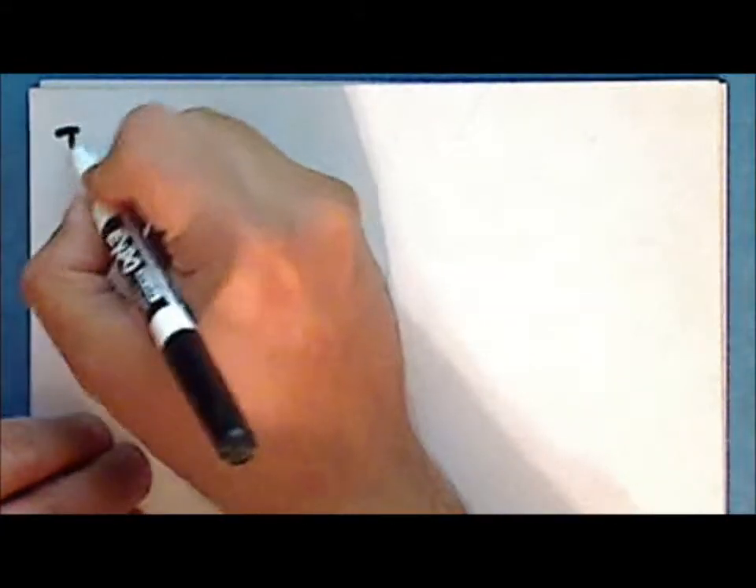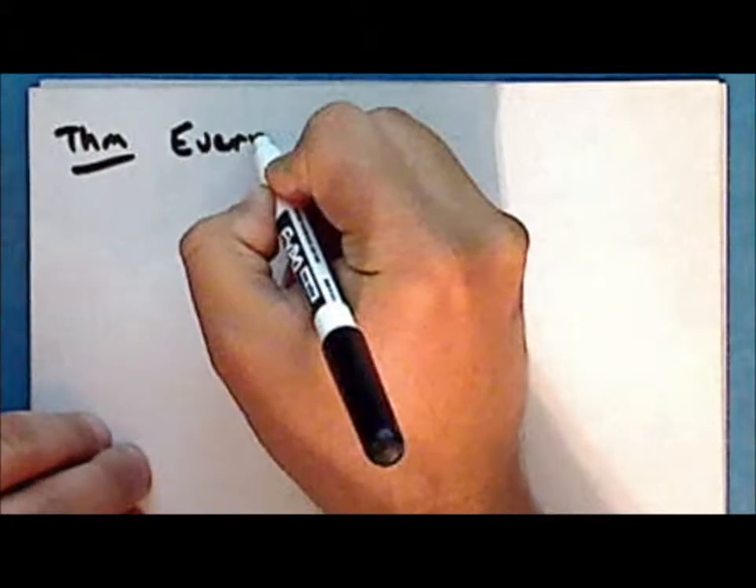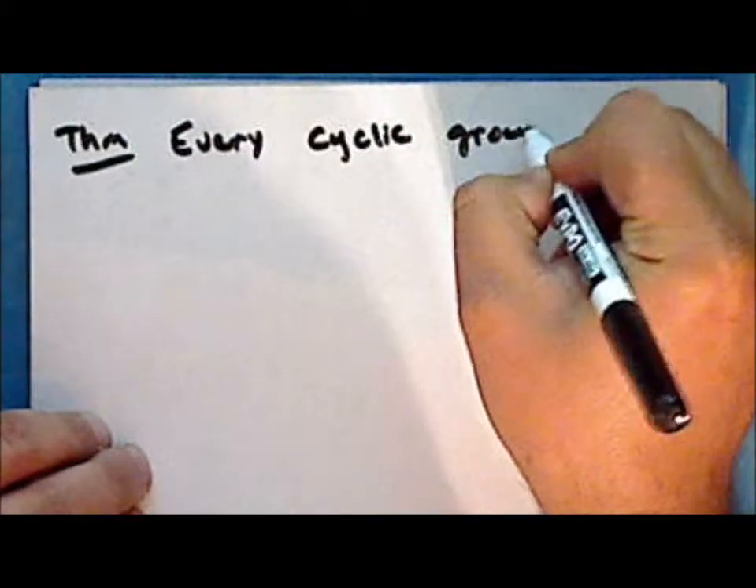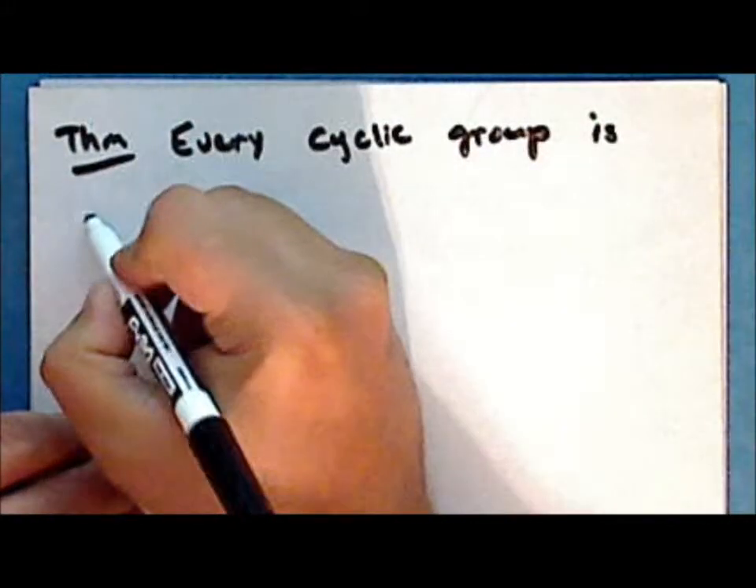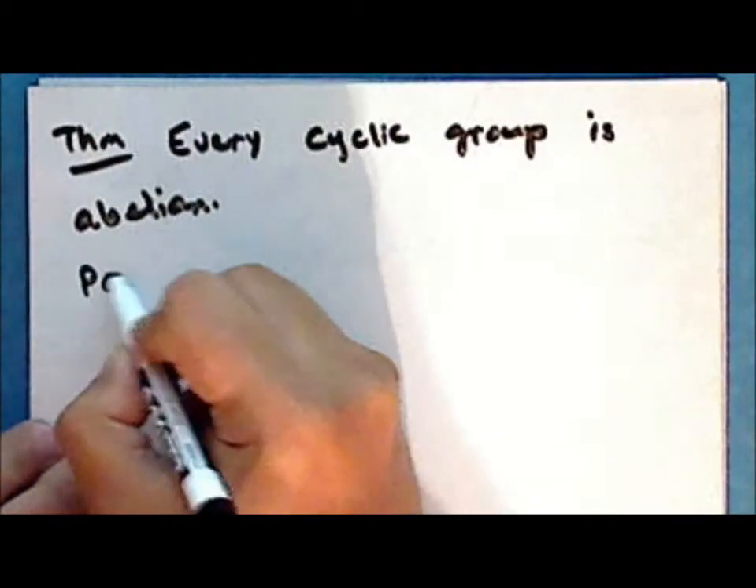Okay, so new theorem. We'll prove that every cyclic group is abelian. Proof.